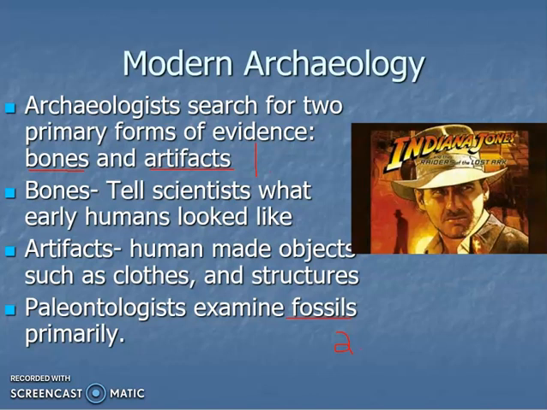Okay, archaeologists look at bones and artifacts. Bones tell you what something looked like, early humans. And artifacts are human-made objects. You don't need to know that for the test, though. And fossils are examined by paleontologists. Fossils are very old, created through high amounts of heat, compaction, quick burial, things like that.